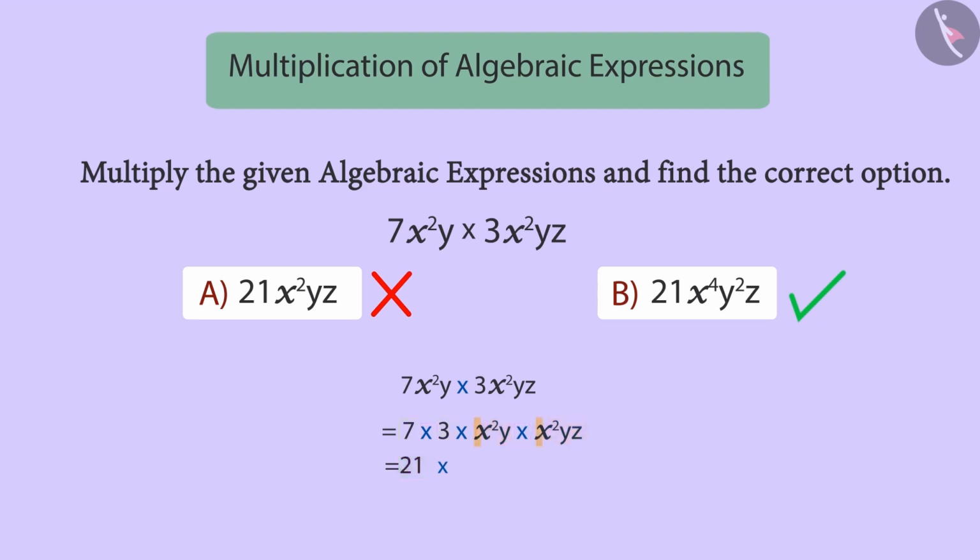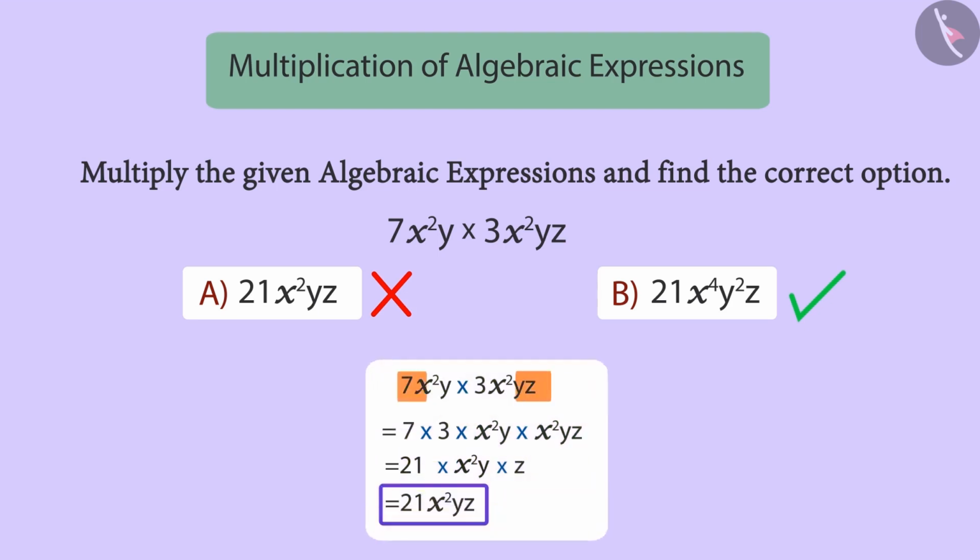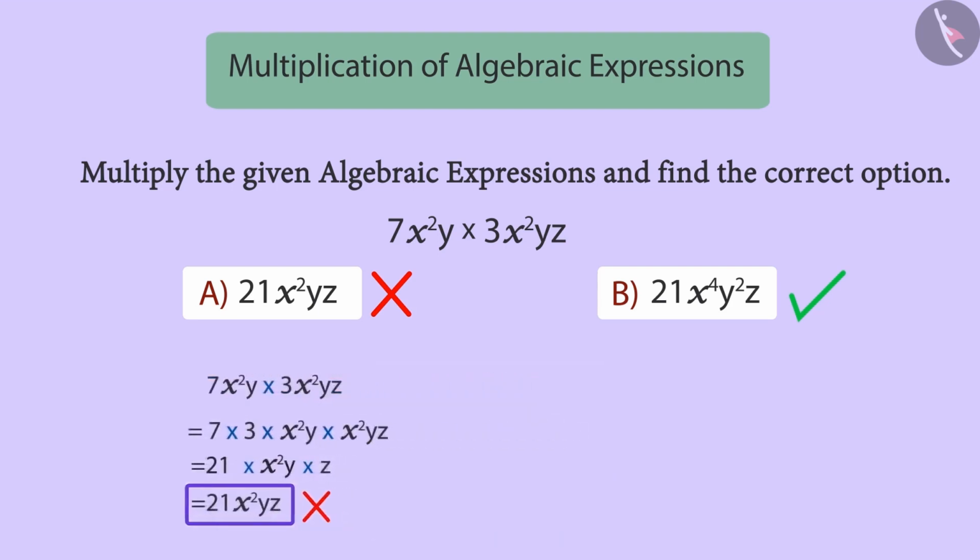We can see that x square y is common here. So when multiplying these algebraic factors, we keep x square y as it is and just multiply z. So the result we get is 21x squared yz. But this is a wrong way of multiplying algebraic factors. When multiplying algebraic factors, we should form groups of similar variables with their powers in this way.